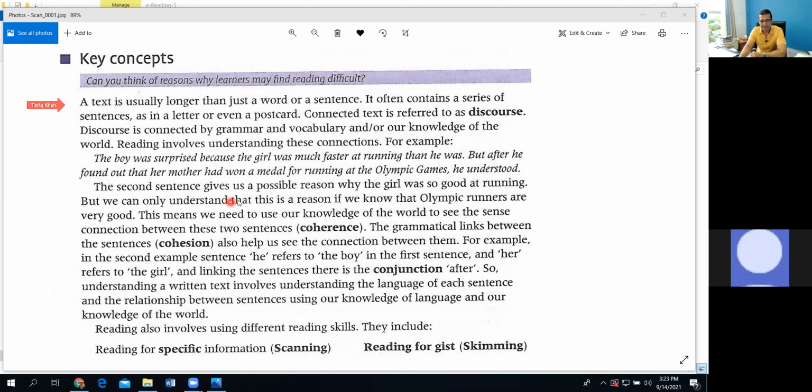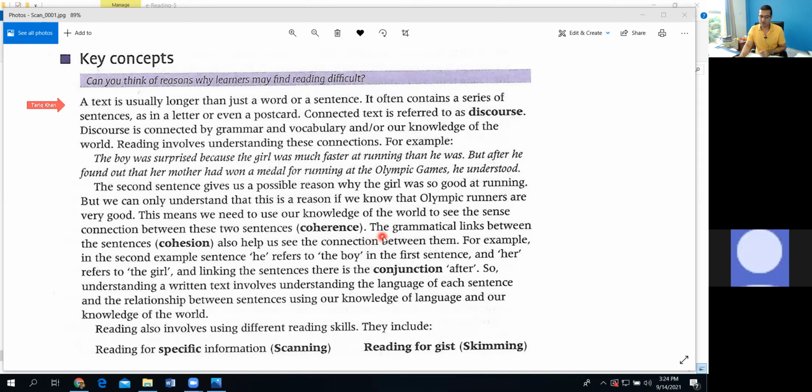The second sentence gives us a possible reason why the girl was so good at running. But we can only understand this is a reason if we know that Olympic runners are very good. This means we need to use our knowledge of the world to see the sense connection between the two sentences. Highlight this: the sense connection between the two sentences. And that is called coherence.